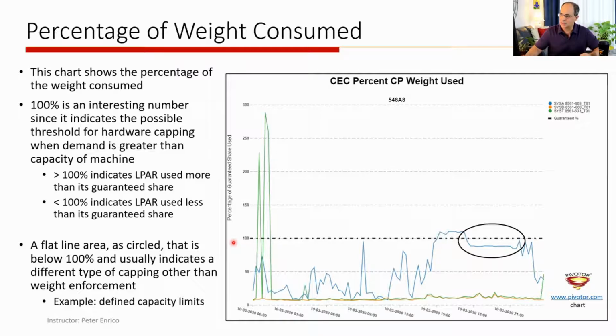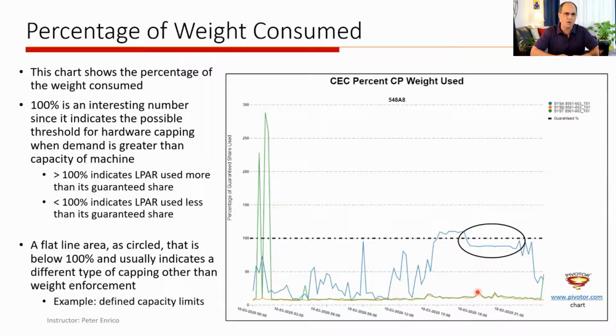So we look at LPARs like this on the very left, which is using much more than its weight. And that's typically because the other LPARs don't have demand, and because this LPAR has demand, it's able to use more than its guaranteed capacity. And we look at patterns like that. What's interesting about this particular pattern is that during that peak, during that capping period of time, the LPAR, collectively with the other LPARs, wants to use less than its guaranteed share. Nobody wants to use more than their guaranteed share.